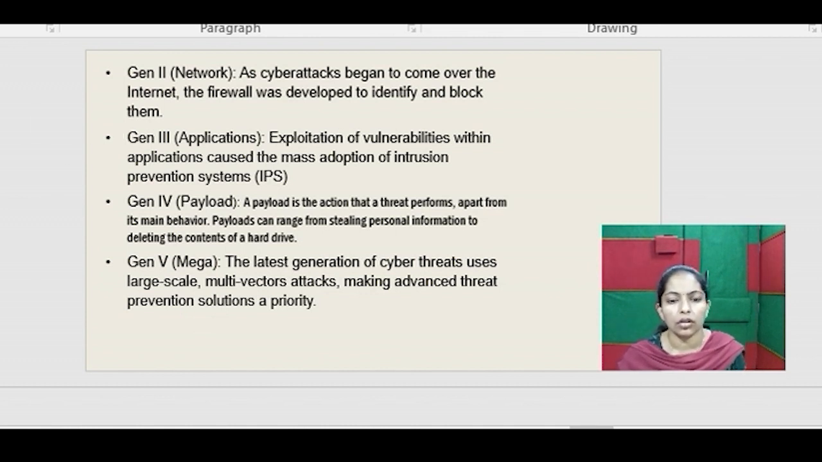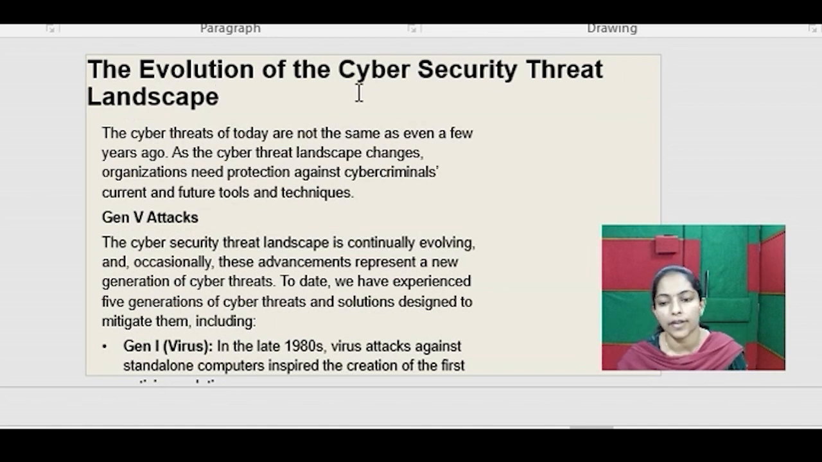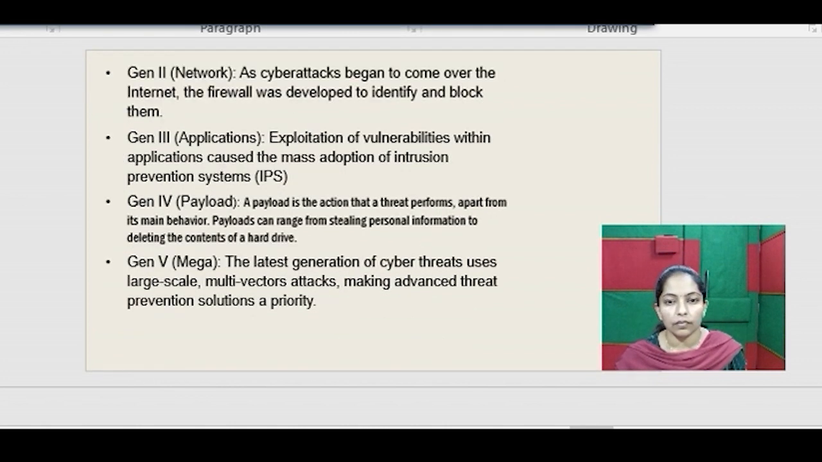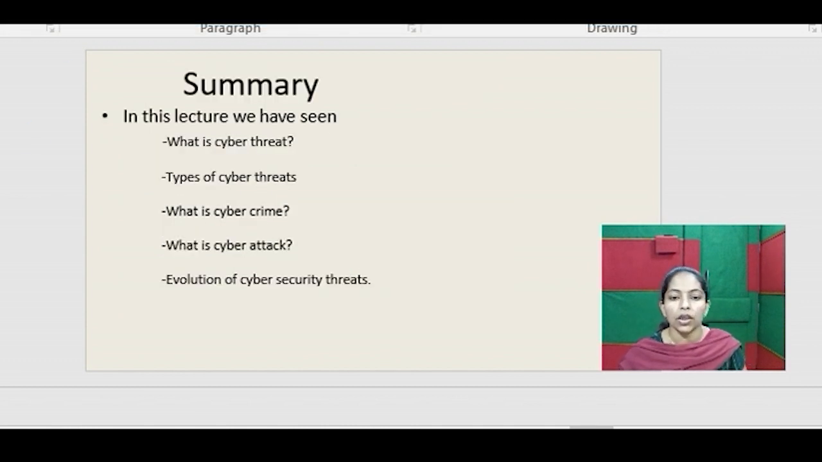And to avoid this evolution of cyber security threats, we have to manage cyber security strongly, which handles these cyber crimes and cyber attacks. Cyber security is the main part which we will study in the next session. In this session, we have seen what is a cyber threat, types of cyber threats, what is cyber crime, what are cyber attacks, and the evolution of cyber security threats.